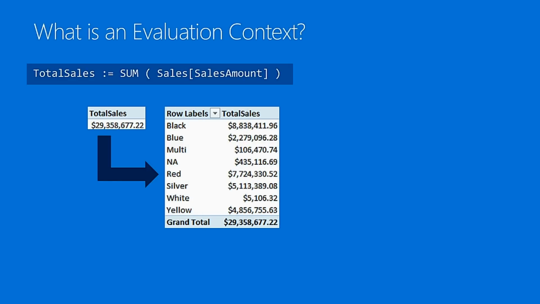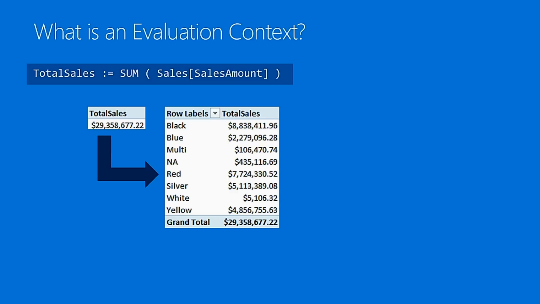But why is that as soon as I slice by color, I no longer see the sum of all the rows? For each row, I see the sum of only that color. That means there is something else which is working under the cover. The point is that the formula says compute the sum of the sales amount column in the sales table for all the rows.